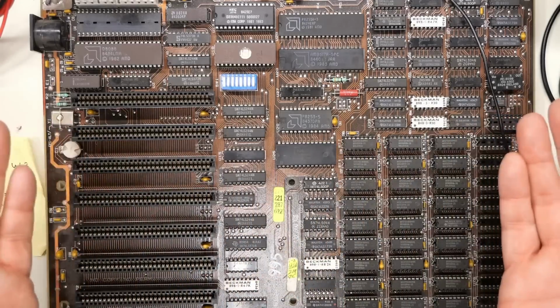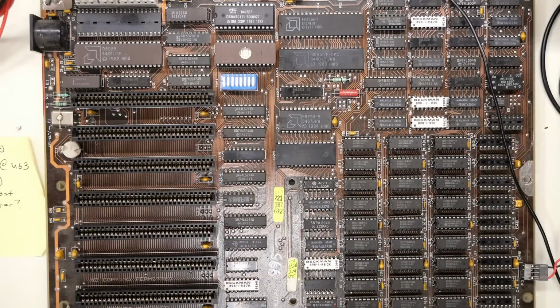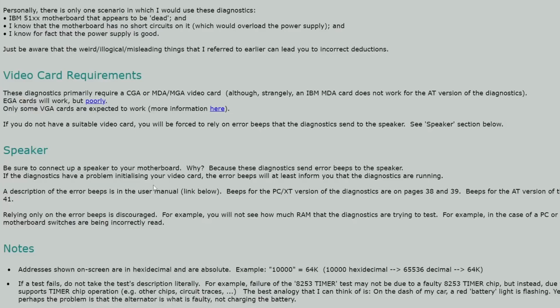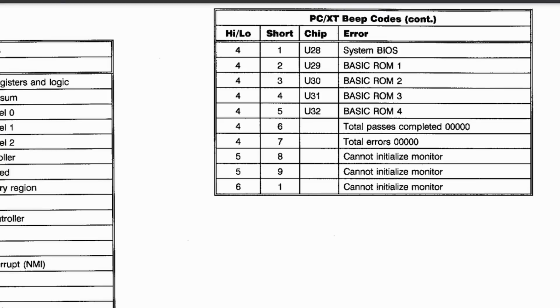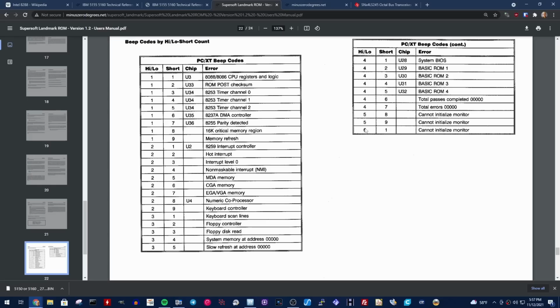Oh, it's beeping, that's a good sign. All right, so it says to check the manual for the beep codes. So the beep codes are here. There are high-low tones, we have up to 6 of those, and then you have short tones up to, looks like 9 of those. Okay, so that was 5 and 9, which is simply cannot initialize the monitor.